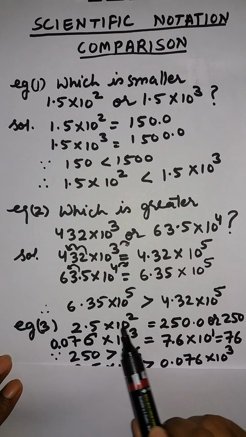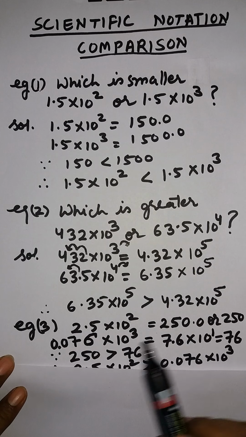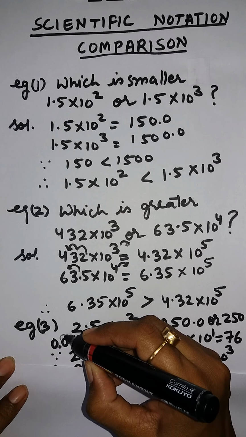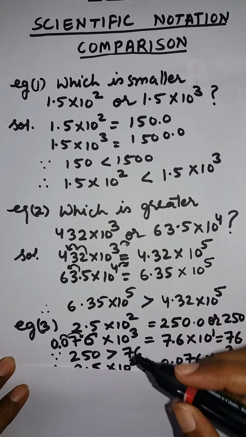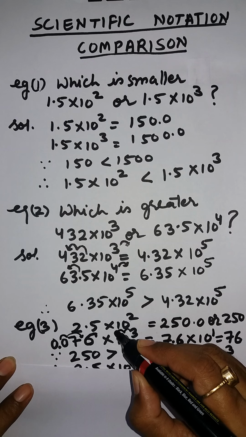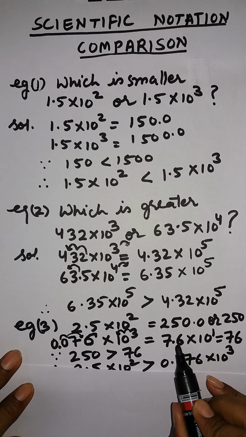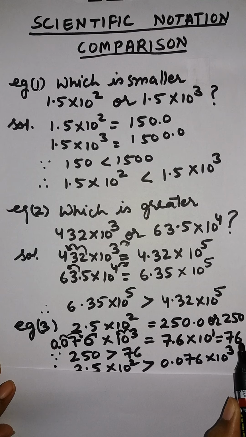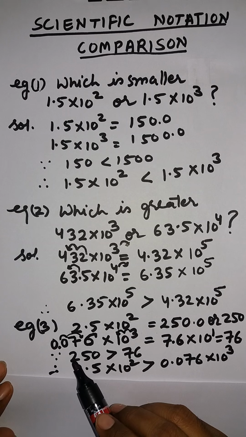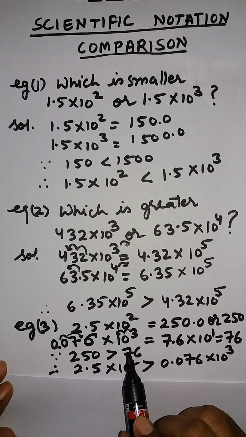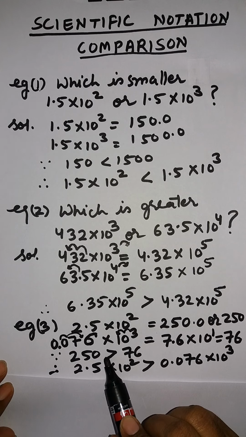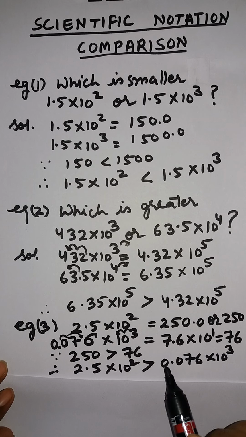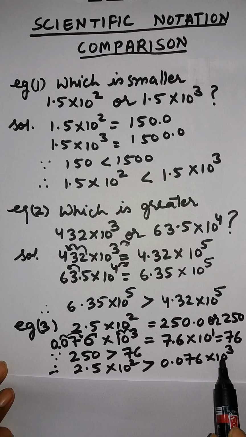When we simplify this, we get 250 here. When we simplify this, after shifting the decimal 2 places, we get 7.6 into 10 raised to the power 1. That is only here we can say 76. So we can compare 250 and 76. We find 250 is bigger. It means 2.5 into 10 raised to the power 2 is bigger than 0.076 into 10 raised to the power 3.